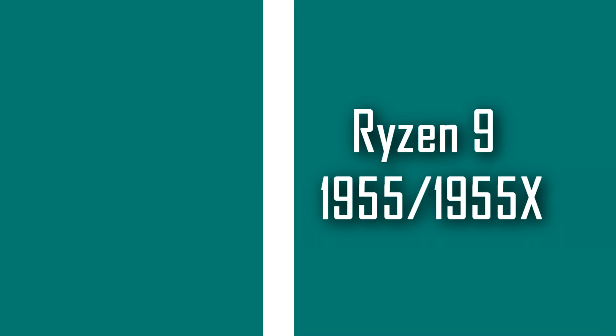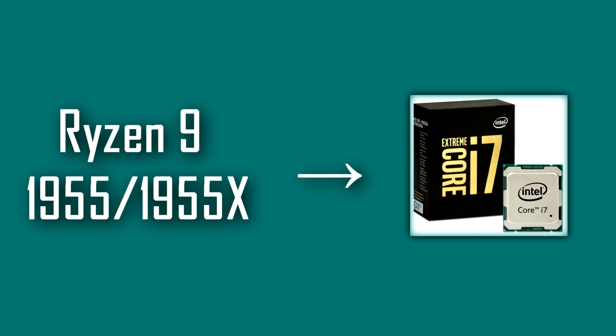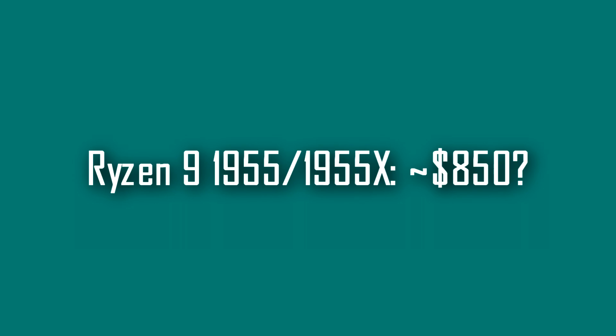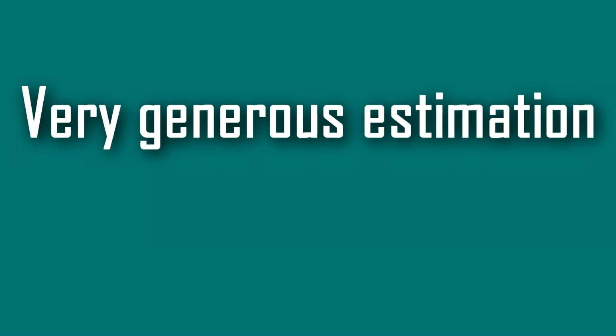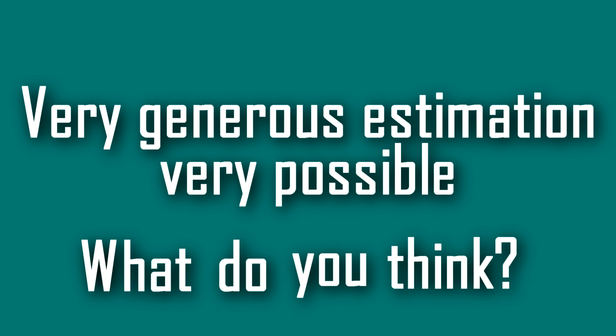Now I assume that the 1955 will be roughly as powerful as the 6950X, so using that idea, the CPU could cost about half than the Intel competitor, so let's say about $850 for the 1955. It is, although a pretty generous estimation, very possible, and it will likely be slightly more. But what do you think? Leave your ideas in the comment sections down below.